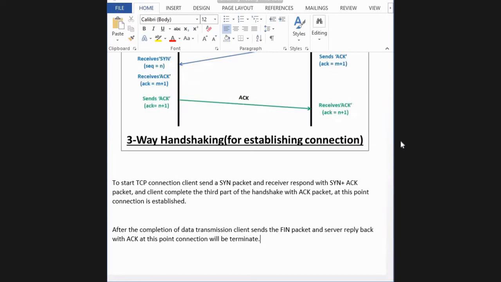Okay, so this is the three-way handshaking. Hope you understand this concept.